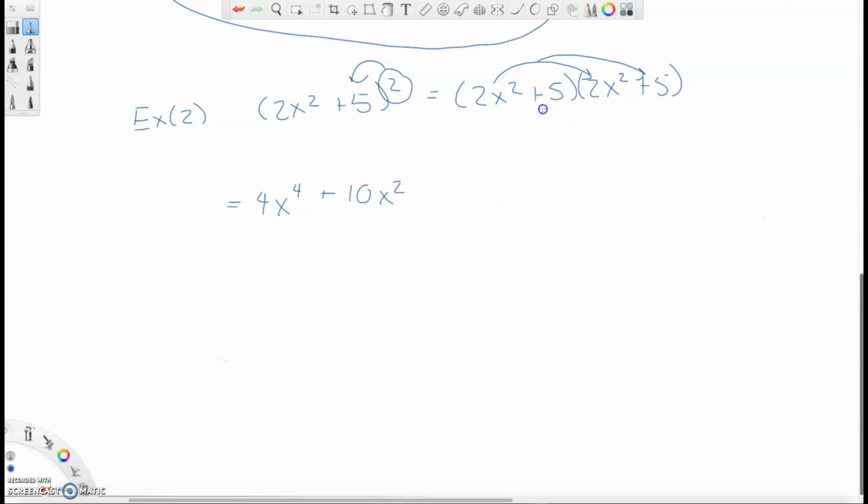So now let's work with the 5. Multiply the 5 by the 2x squared. Remember, two coefficients, so I multiply the 5 times the 2, which again is going to give me 10. Again, no variable, so it's 10x squared. You keep the variable over here. Then the last one, 5 times 5, which is 5 squared, will give you 25.